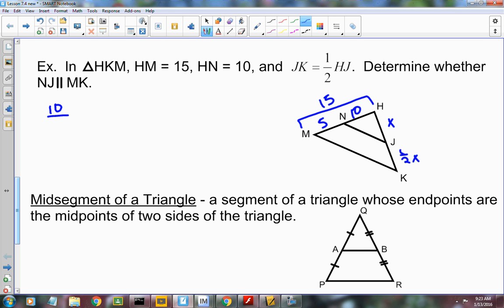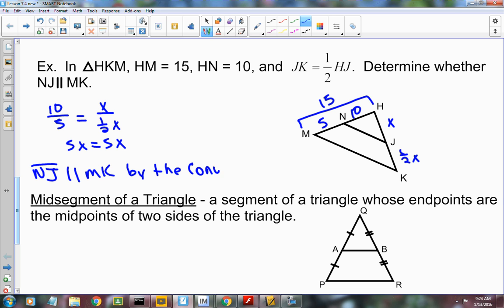You can set up the proportion and solve it. I want to show you what that would look like. You could do 10 is to 5 as X is to 1/2 X. And if you cross multiply, you would get 5X equals 5X. Okay, so if it's not real easy to see, you can actually multiply it out or cross multiply, and you can determine that. Okay, so we could say that NJ is parallel to MK, and it's by the converse of the triangle proportionality theorem.